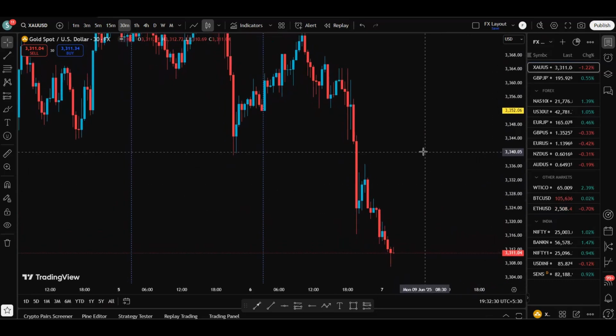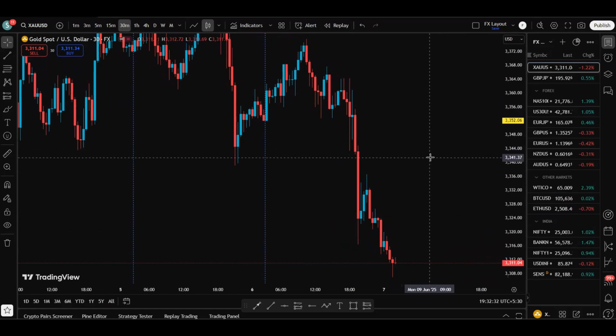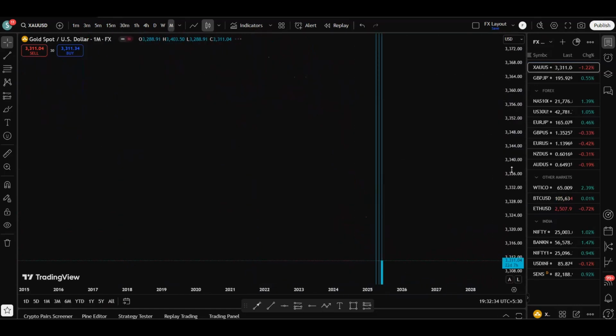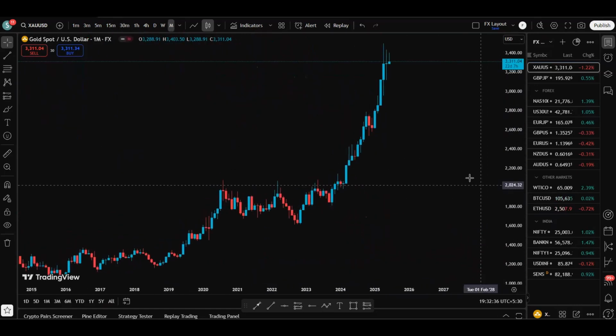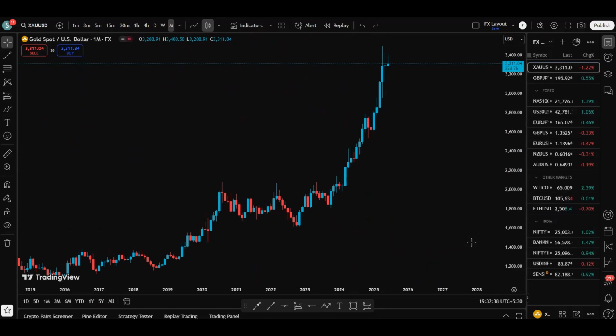And here we are going to start our analysis with the monthly time frame. So right now we are on the gold monthly time frame, and as we can see, price made this big move to the upside. At one point of time, we had this resistance. Then we got a candle close bullish above this resistance, and then we made this big move to the upside.